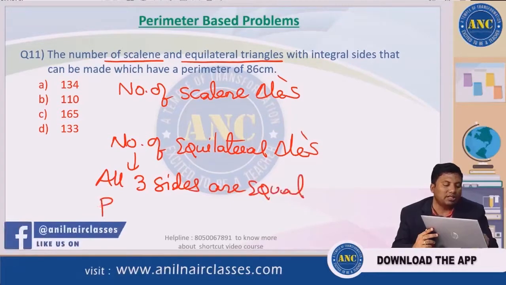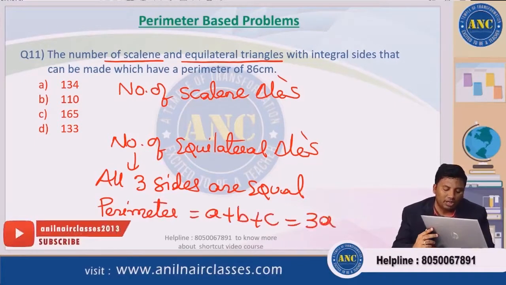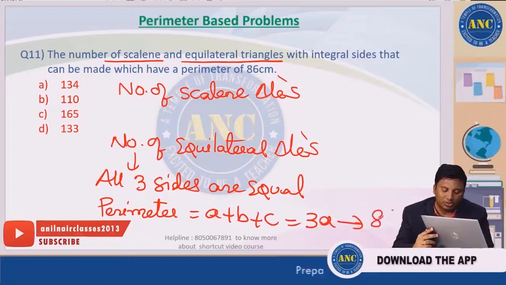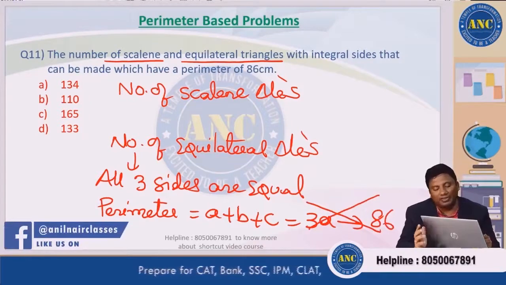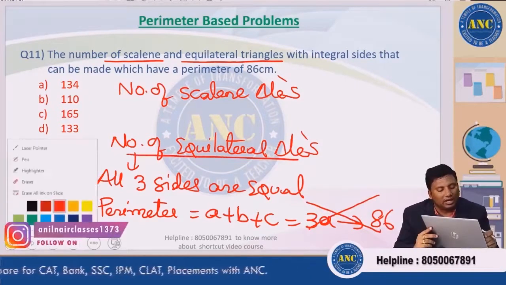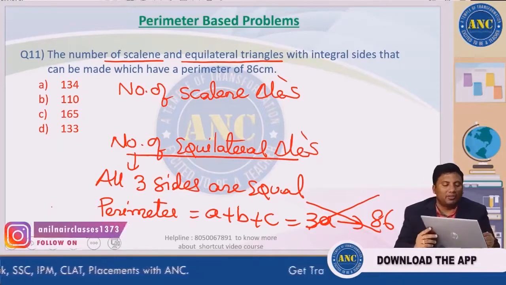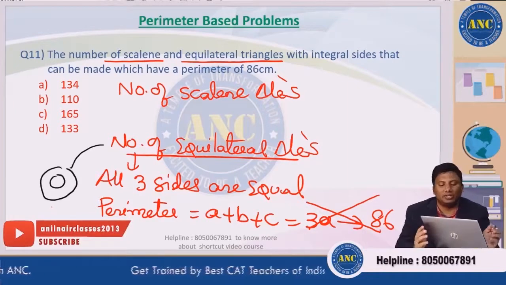If all the three sides are equal, perimeter is nothing but A plus B plus C, which becomes 3A. That means the perimeter should be a multiple of 3. 86 is not a multiple of 3, so the number of equilateral triangles will be 0.